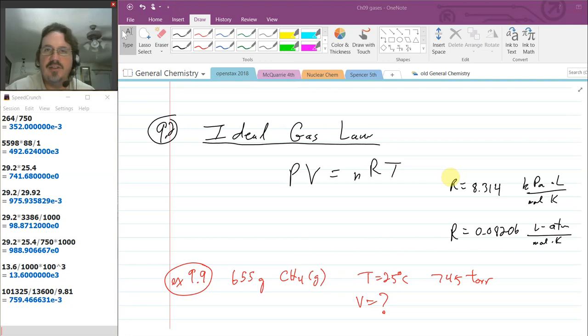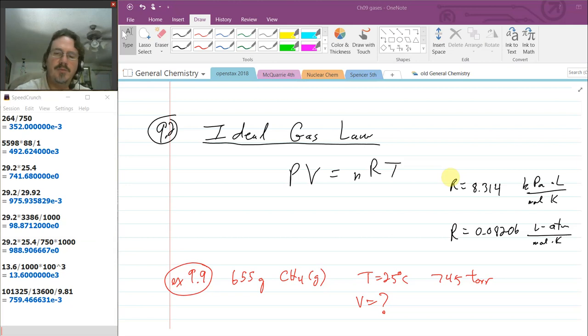Okay, the ideal gas law. The ideal gas law actually comes from the collected measurements of several people, including Boyle and Charles, Martin, even Avogadro. Anyway, the ideal gas law boils down to this equation: PV equals nRT.